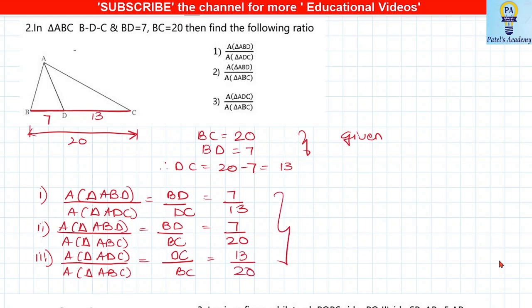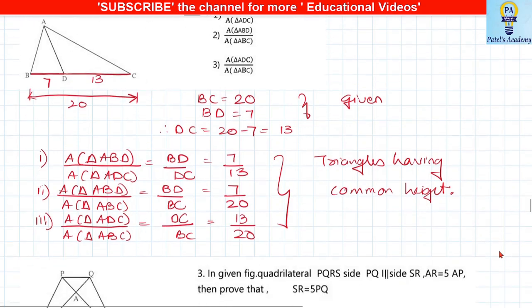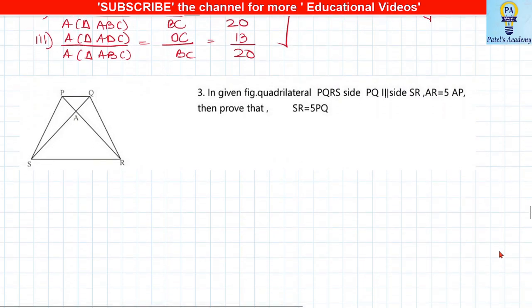For all the three, you have to write down: triangles having common height. The height is common, so we take the ratios of their corresponding bases. Now let's see the third one. An important sum, very important sum.